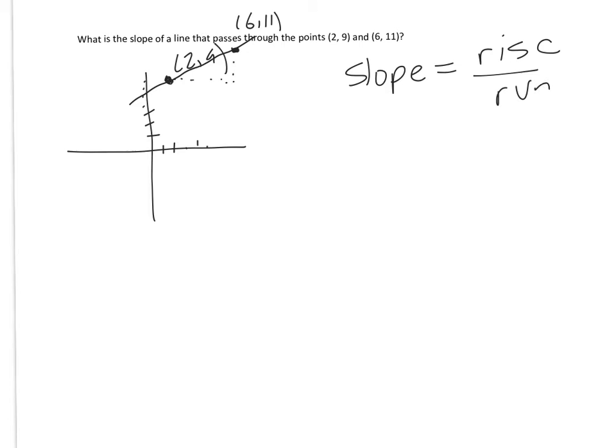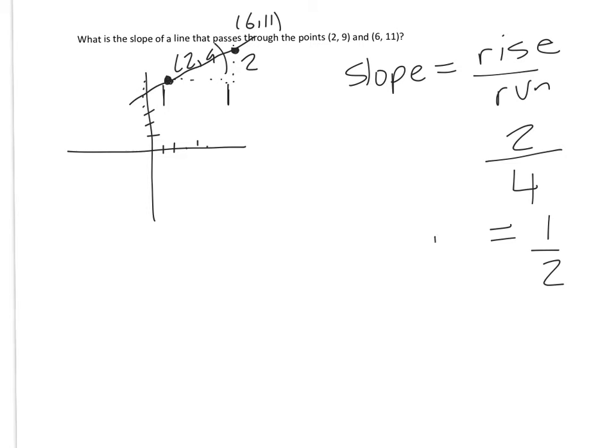So the rise is how much it changes between the points. If we read from left to right, it either goes up or down. Here this started at a height of 9, it goes to 11, so it has a rise of 2. And the run is how much it goes from left to right. We always read from left to right. So this starts at 2, goes to 6, so that is a run of 4. So in this particular case, the slope is 2 over 4, or we would say it's 1/2.